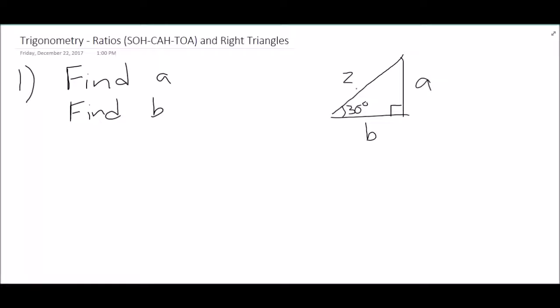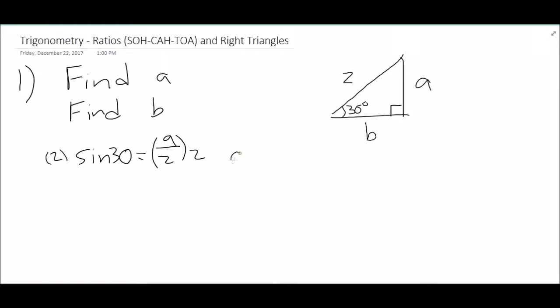So we're going to find A first. What we're going to do here, as we can see, A is opposite of 30, right? So we're going to use sine. So we're going to have sine 30, and we're going to set that equal to opposite over hypotenuse, right? Which is A over 2. And all we're going to do here, guys, is isolate the A. So we're going to multiply both sides by 2.